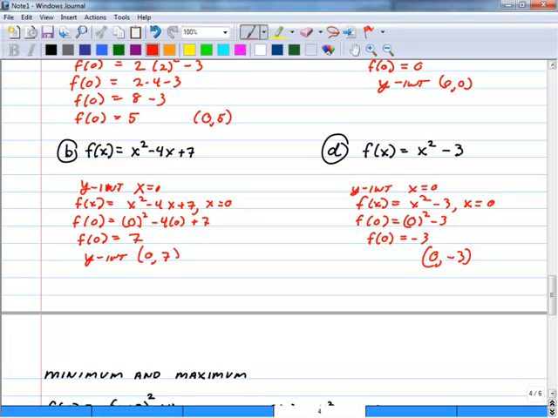So now, we've talked about the axis of symmetry, the standard form, and the y-intercept.